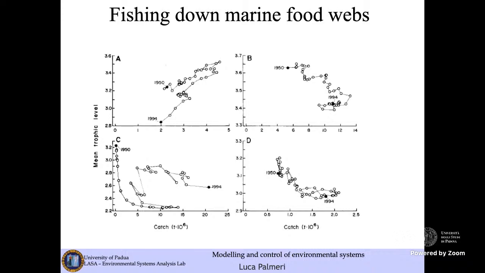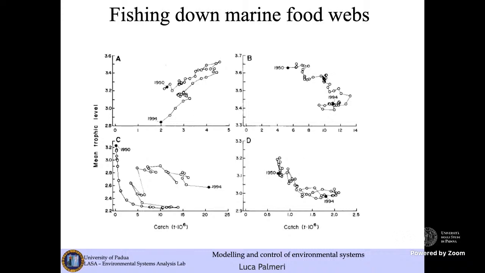In terms of biomass, what is happening from the ecological point of view is that the biomass of the system is progressively transferred toward the lower trophic levels. These are examples of data in which we are looking at what has happened to the mean trophic levels of catches. For example, these are 4 different ecosystems.